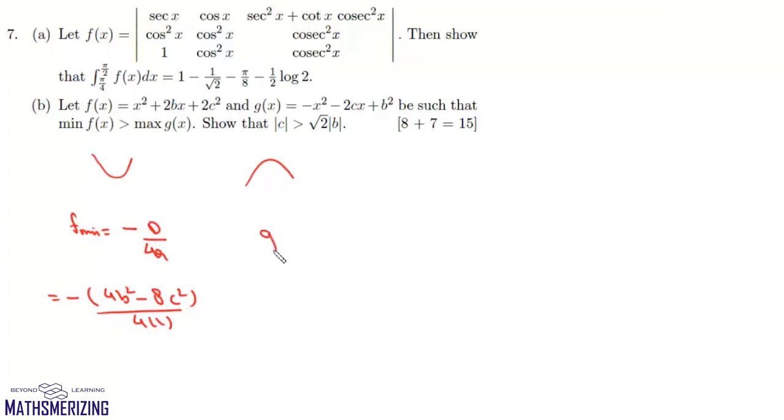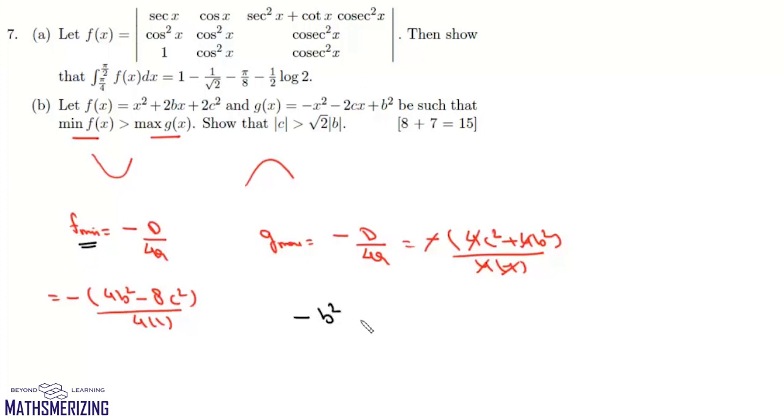And for the second case, g maximum is again minus D upon 4a. So it will be minus, and then D here will be 4c square plus 4b square and 4 into minus 1. So this minus 1 and minus 1 will cancel. This 4 will also cancel. So it says minimum of f(x) will be greater than maximum of g(x). So minimum of f(x), which is minus b square plus 2c square, is greater than maximum of g(x), which is c square plus b square.